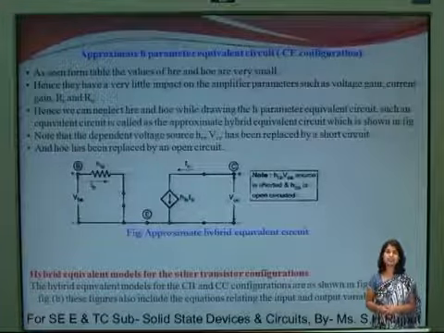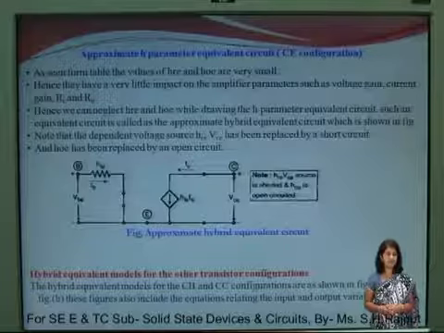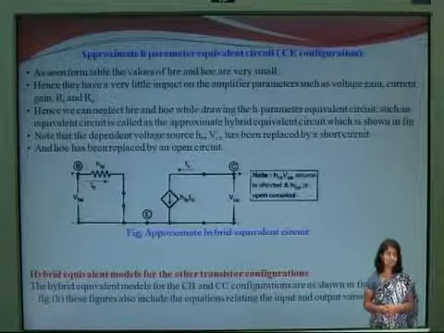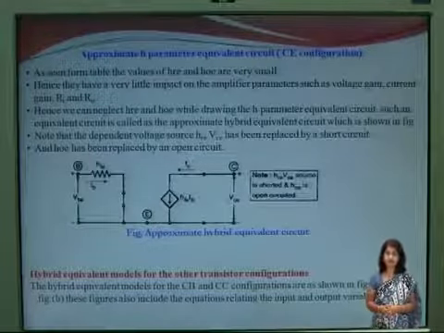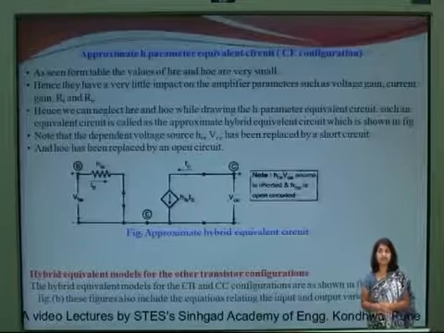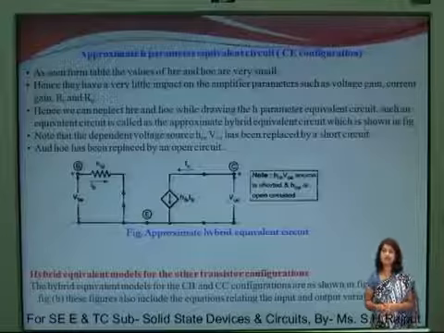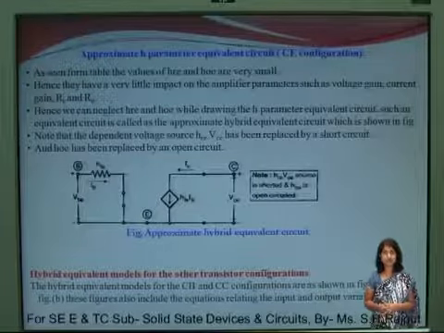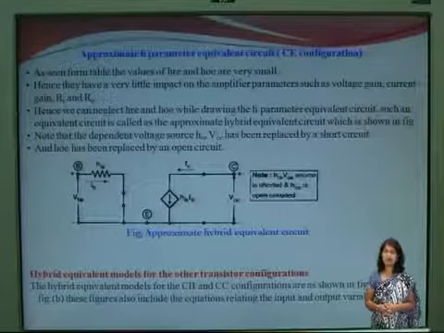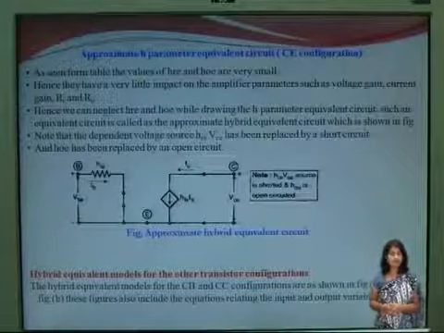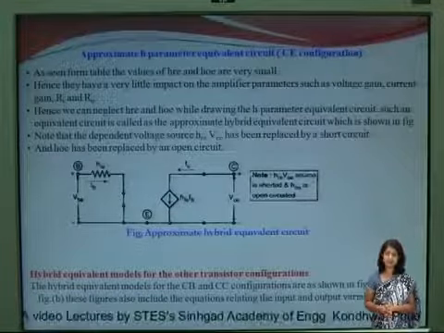So let's now consider an approximated hybrid equivalent circuit without considering hre and hoe in the circuit. If you observe carefully here, hie, the input impedance, is present, then hfe, the forward current gain, is present, but hre and hoe are not represented. As shown over here, this is about the CE configuration.